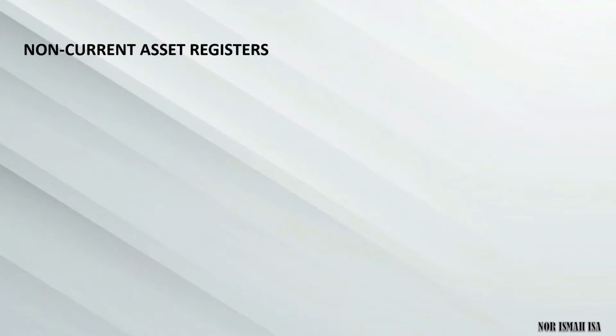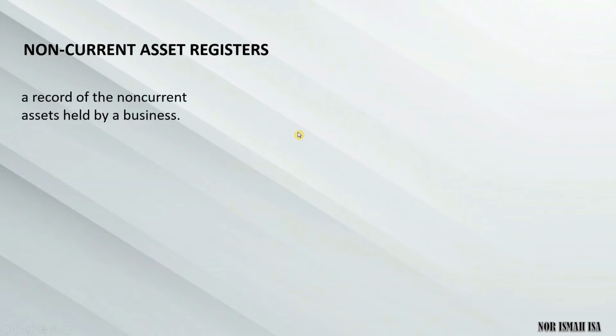You also need to know about the asset register for this topic, the non-current asset register. This is a record of non-current assets held by a business. It is also part of the internal control system of an organization, because each asset is maintained separately in the asset register.